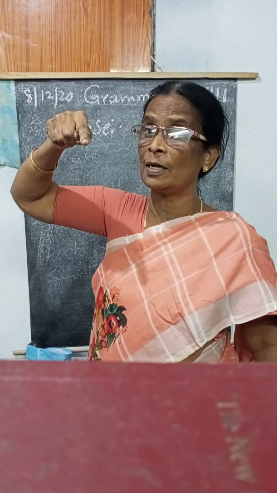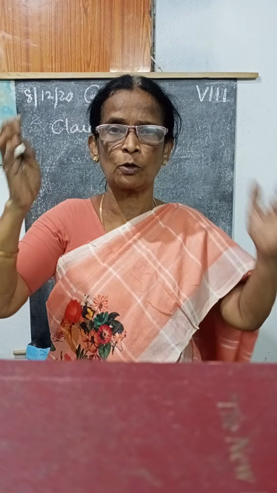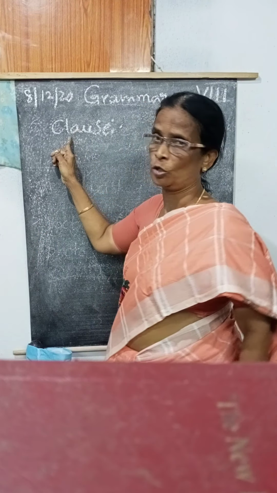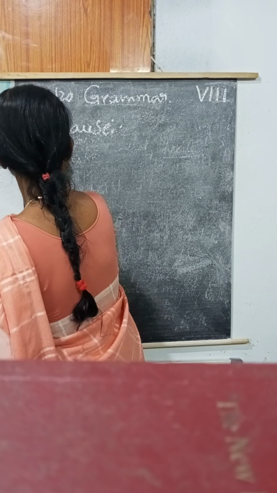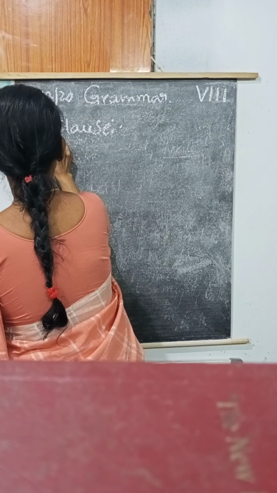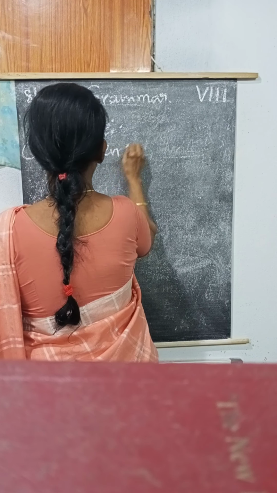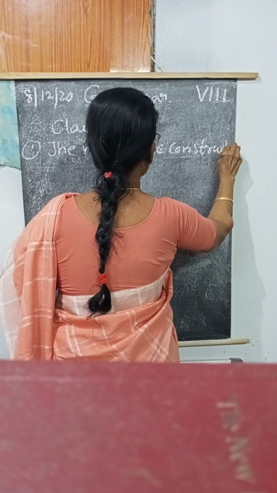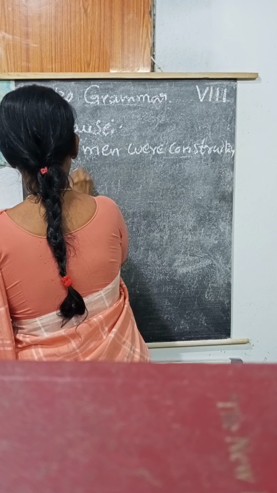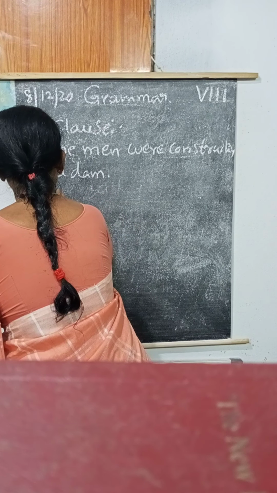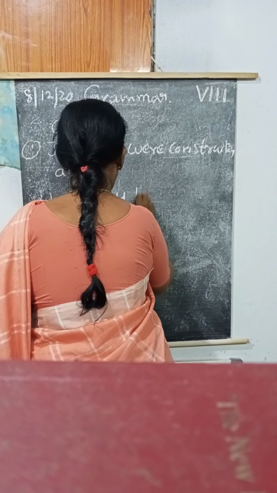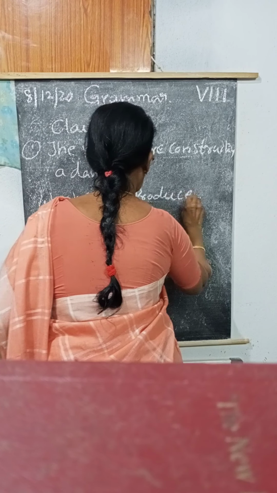That's what I stressed on the declarative. So clause means a group of words. It has a subject and predicate. It itself gives the full meaning. That is known as the clause. For example, the men were constructing a dam which would produce electricity.